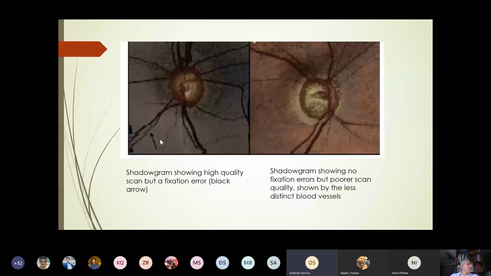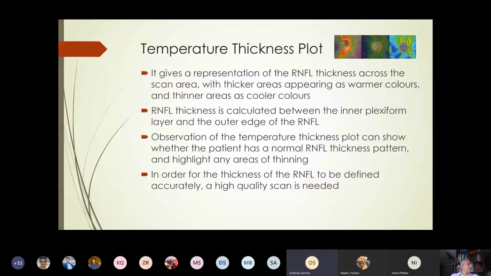When I started looking at these, I didn't usually give much importance to these scans. But it is important as well. It gives a quick representation of the RNFL thickness across the scan, with thicker areas appearing as warmer colors and thinner areas appearing in cooler colors. RNFL thickness is calculated, and observation of the temperature thickness plot can show whether the patient has a normal RNFL pattern and highlight areas of thinning.